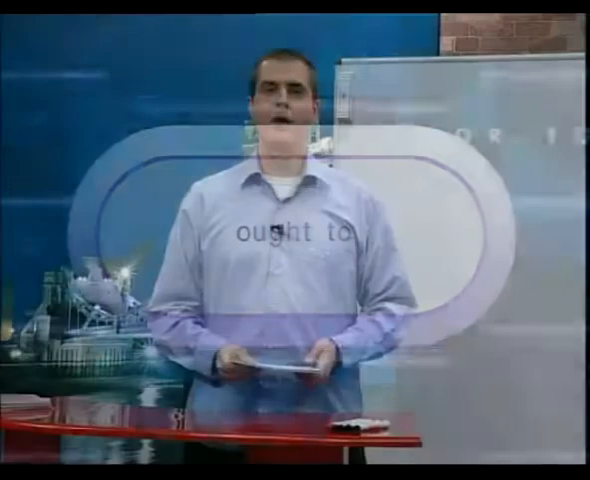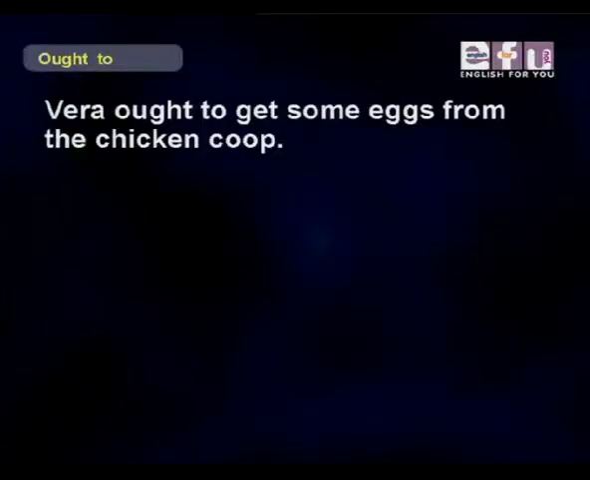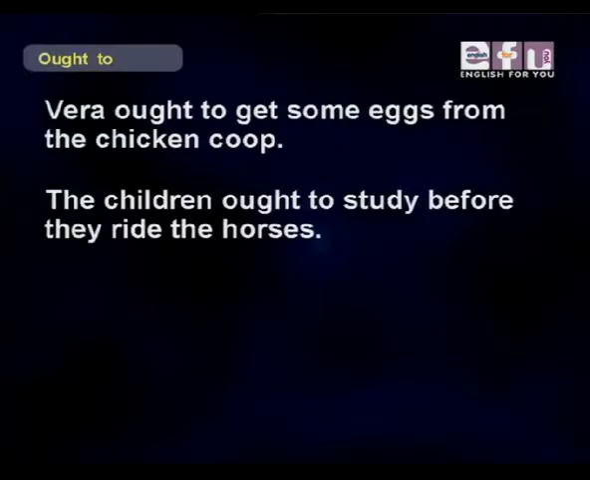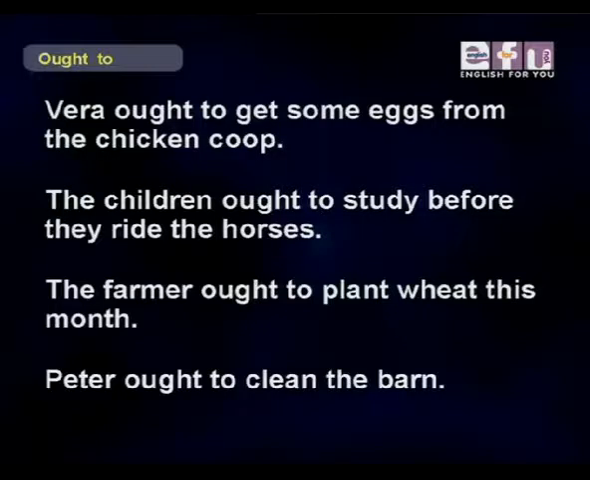Ought to. Okay, now let's learn ought to. Look at these sentences on the screen. Vera ought to get some eggs from the chicken coop. The children ought to study before they ride the horses. The farmer ought to plant wheat this month. And Peter ought to clean the barn.